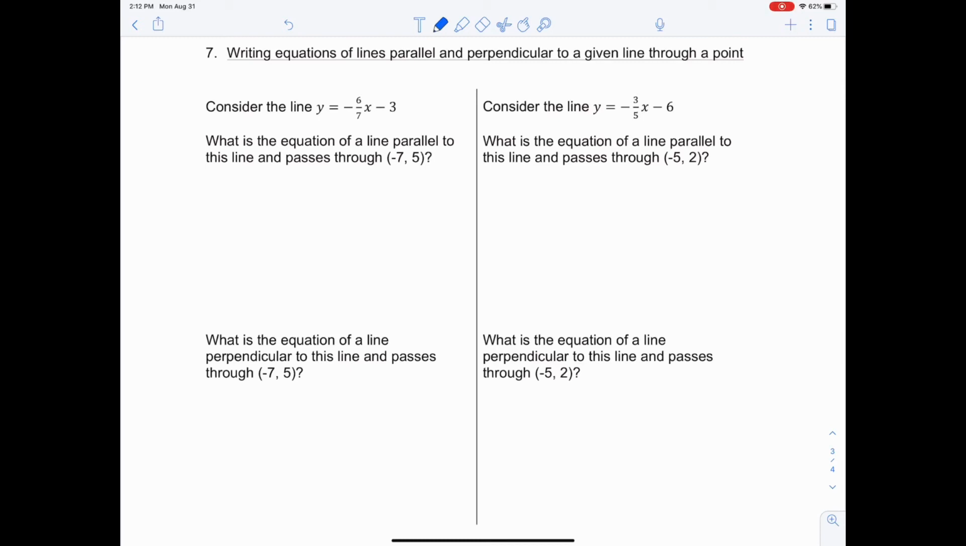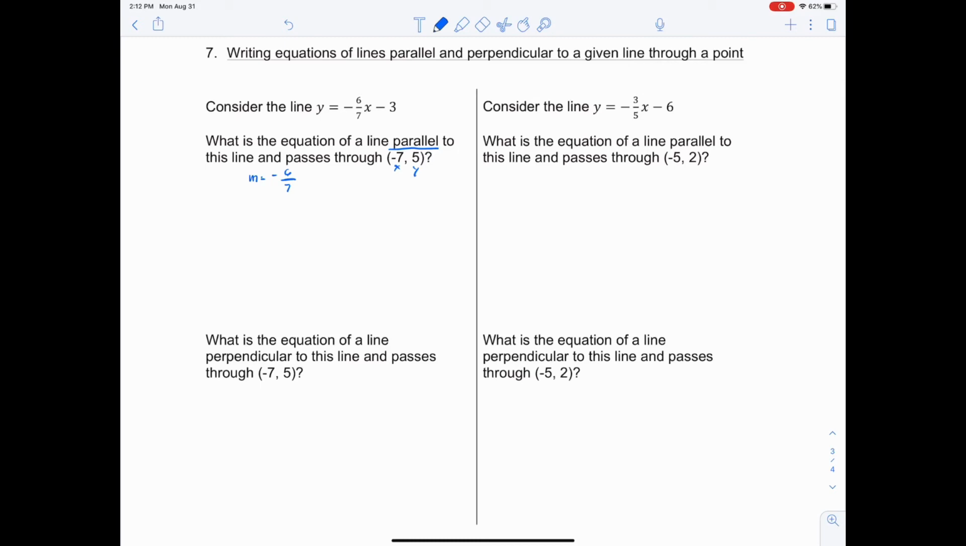Well, if this is parallel, we just said that parallel lines have the same slope, -6/7. Now all we need to do is plug in our x and y to the formula, and we'll be able to figure out our other line that passes through it.